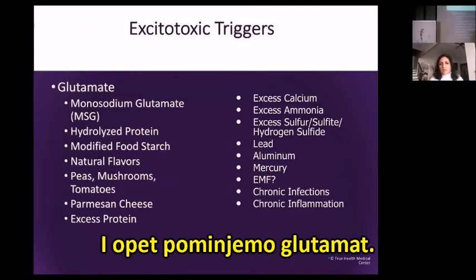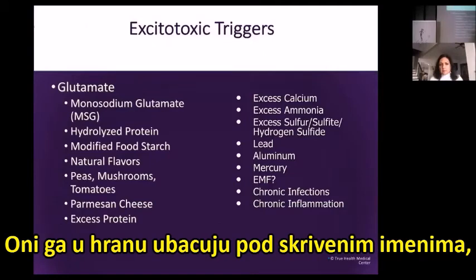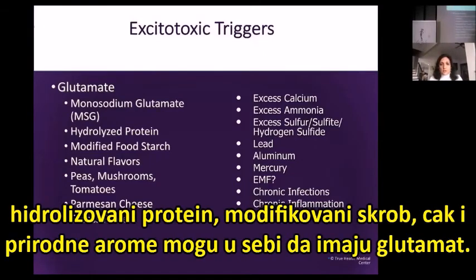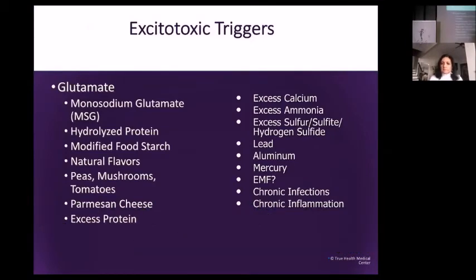So again, when we're talking about glutamate, glutamate isn't just MSG or monosodium glutamate. It can be in foods with hidden names like hydrolyzed protein or modified food starch. Even the word natural flavors can potentially be glutamate. So overdoing too much protein can add to the glutamate load, especially red meat.